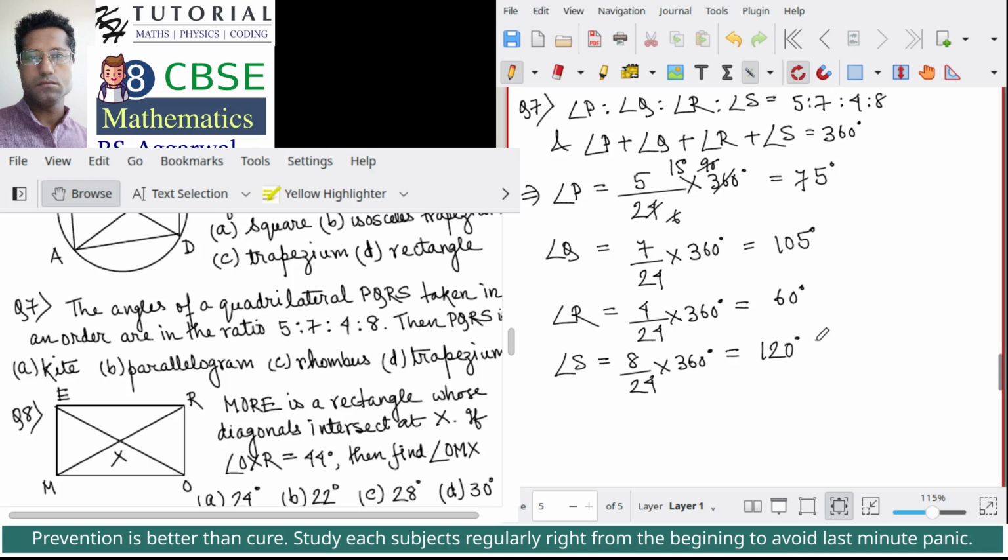Let me quickly check if the values are coming correct or not. The sum should be equal to 360 degree. So 180 plus 180, that is 360. Okay. Now we have to check what we are having.